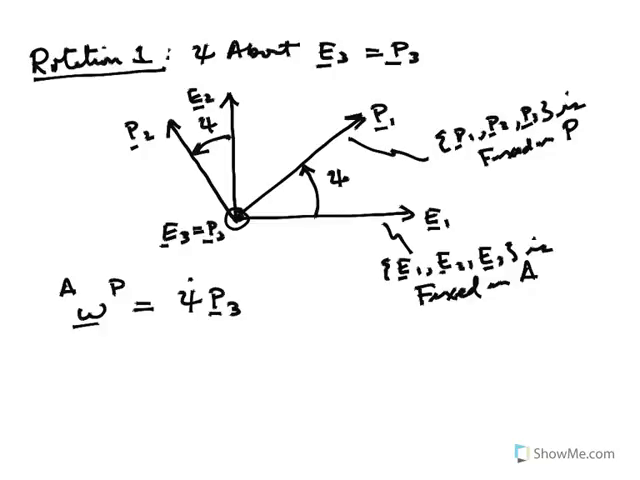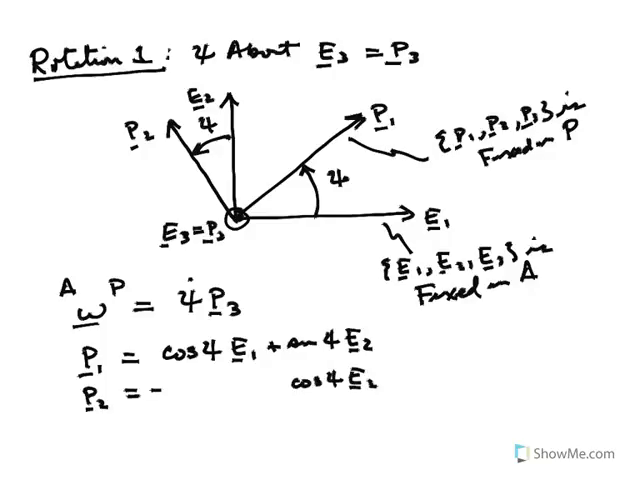I'm measuring, in this case, from frame A, the rotation by the angle psi to this new basis P1, P2, P3, and P1, P2, P3 is fixed in frame P, so I write this in terms of coordinates that are fixed in frame P. Now, you can also see from this that P1 is equal to cosine of psi times E1 plus the sine of psi times E2. And then I also get that P2 is equal to cosine of psi times E2 minus the sine of psi times E1.